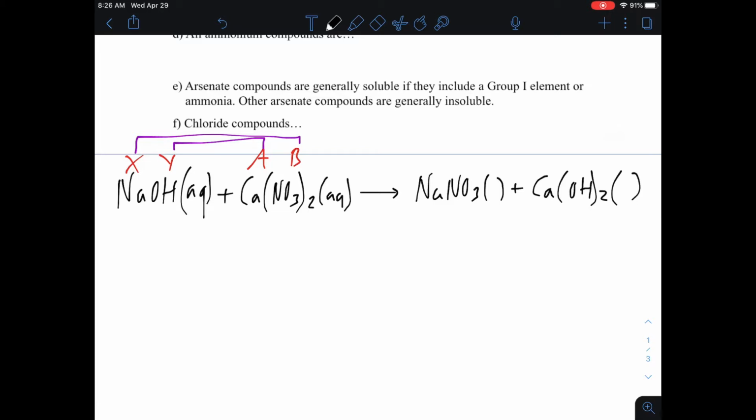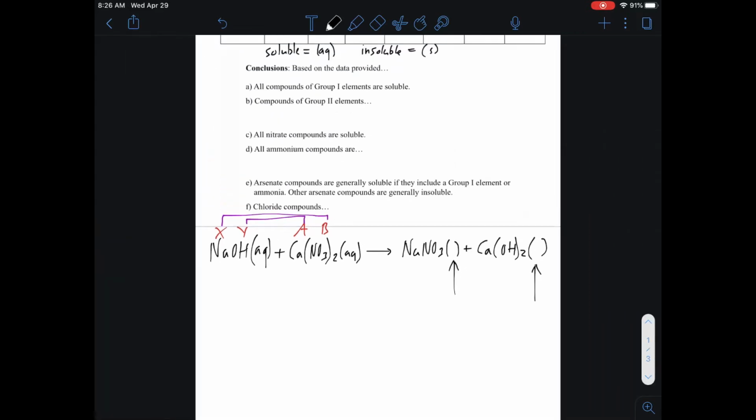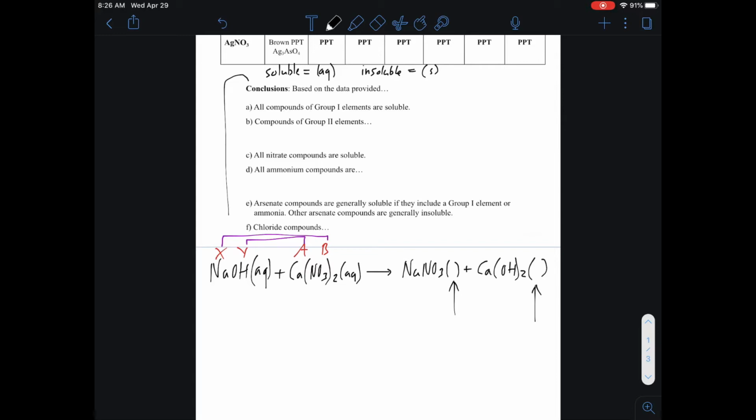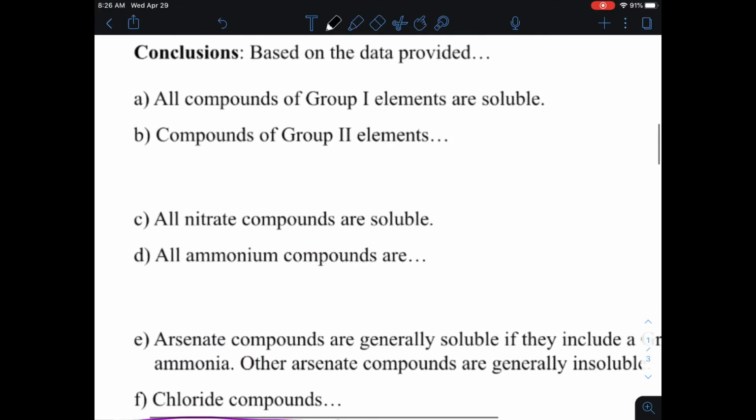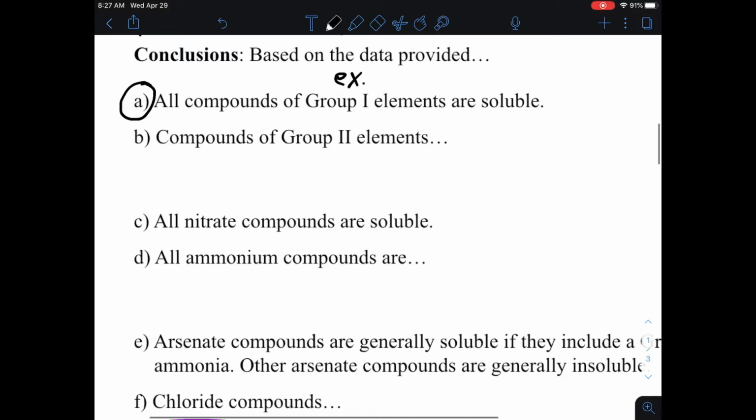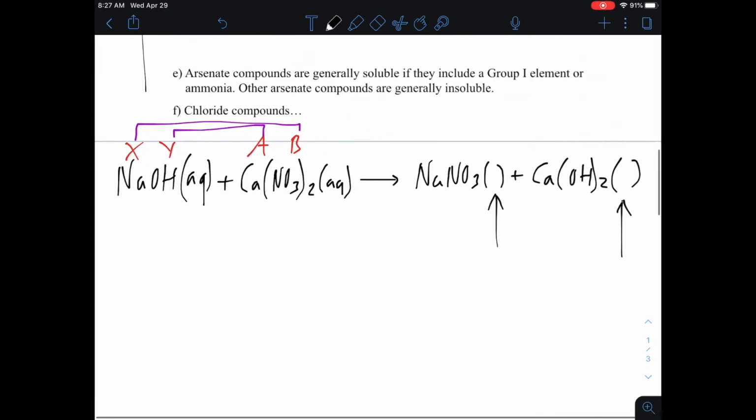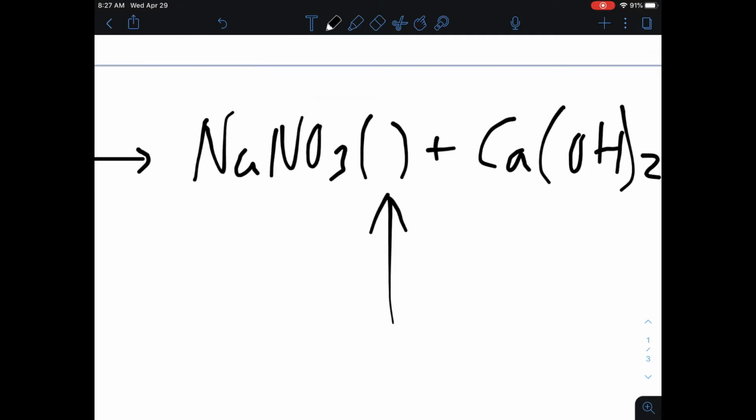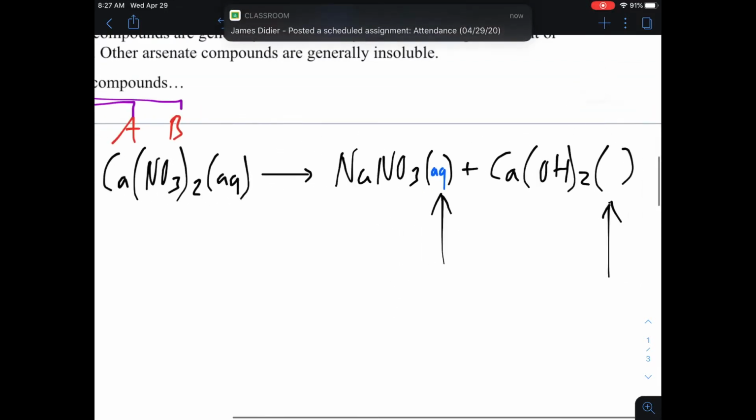Now, how can we determine the states of these two products? Using solubility rules is the answer. And that's what you're putting together here in the conclusion bit. You're putting together the solubility rules. Some of them are given to you. Like A here. In A it says group 1 elements, example on that would be like sodium. Sodium elements are soluble. Or C, nitrate, NO3 minus, are soluble. So we have a nitrate compound right here. And if it's soluble, what am I going to put down for the state? If it's soluble, I put aqueous.